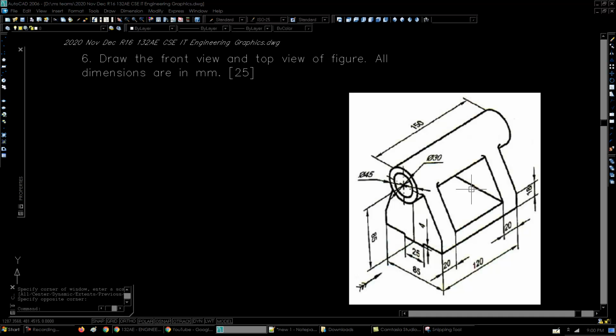So we have not been told to actually draw the side view, but I have a feeling that we'll have to draw the side view in order to get the front view and top view correct. So that means here again the intelligence of the person who designed this question paper surprises me. So let us go ahead and solve it.